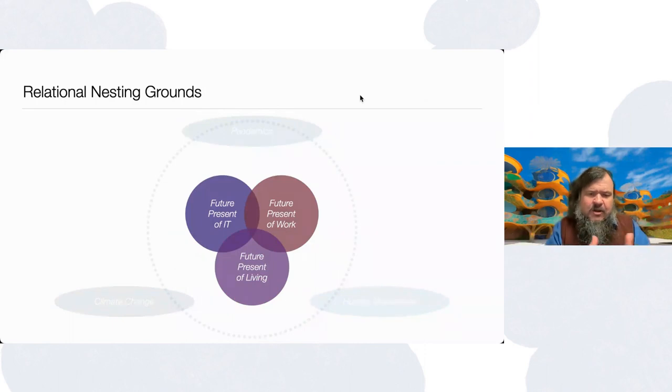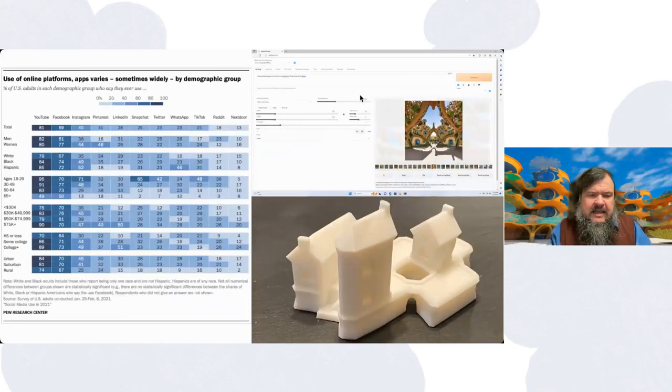So those were the environmental. Now let's look at the relational nesting grounds, right? So let's talk first about the future present of IT. Information technology is progressing at a galloping pace. I'm just showing you here three key components that in one way or another affect how you teach today, how your students interact with the world around them, and how they will enter further education or the workplace tomorrow.